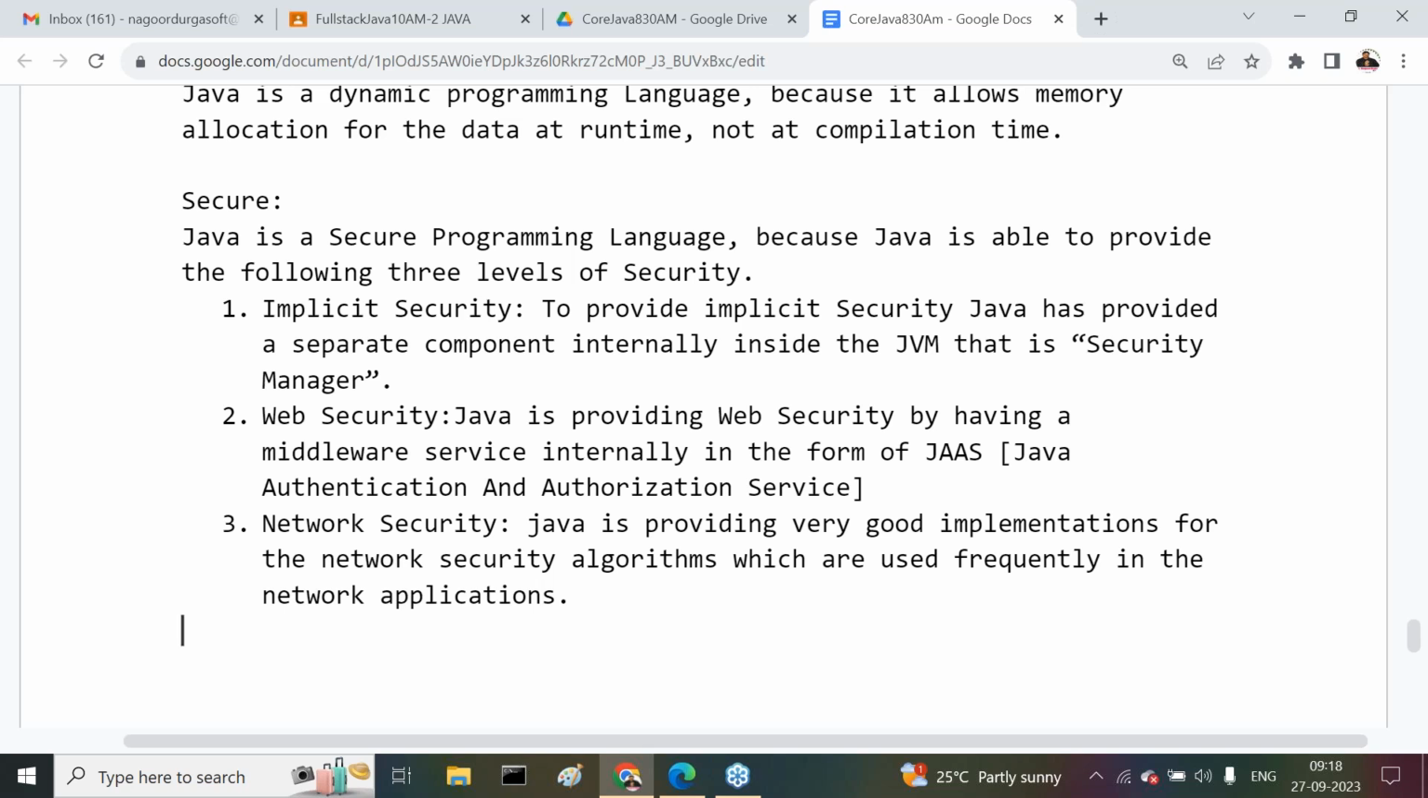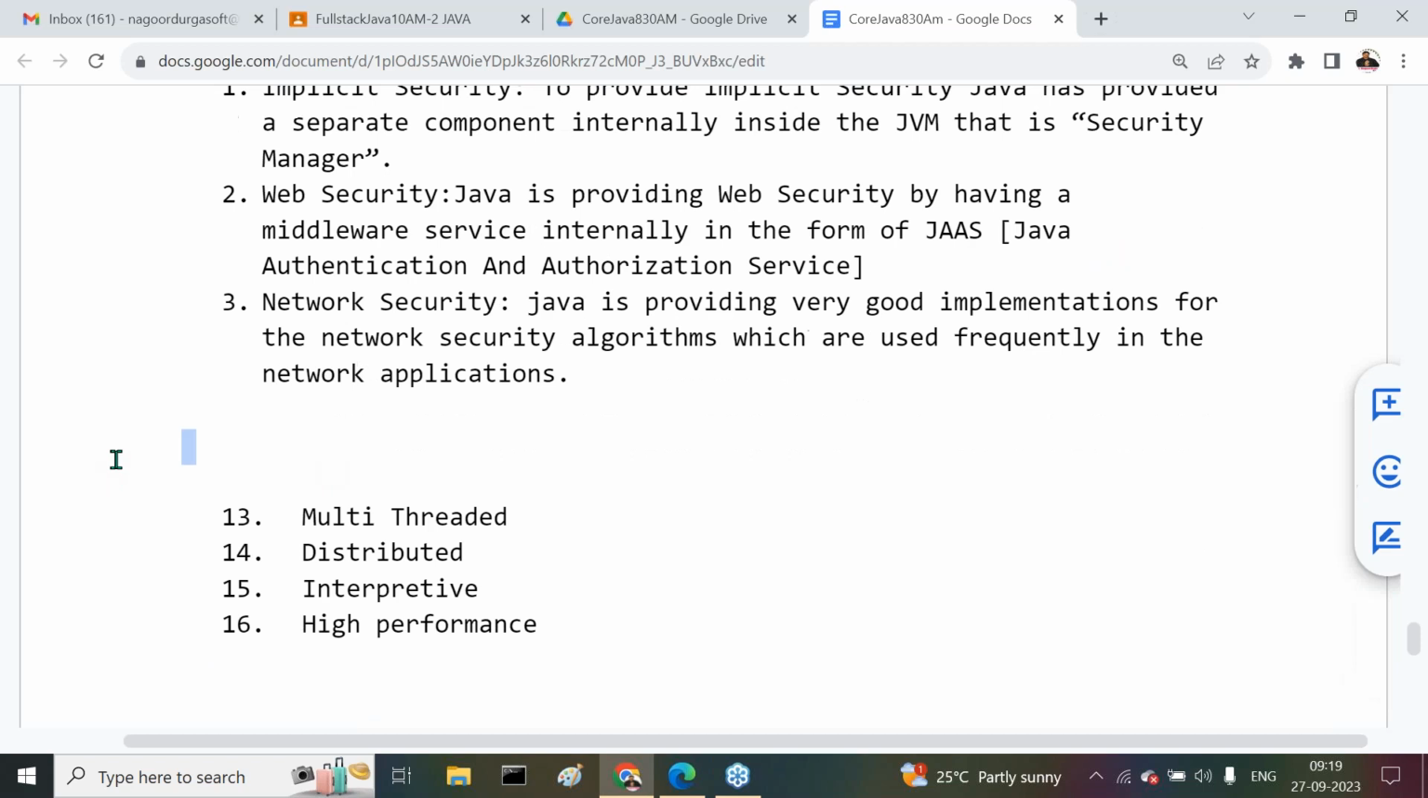Because of these three reasons, we can conclude that Java is what? A secure programming language. Right, sir. This is exactly the security related content that we are discussing clearly.